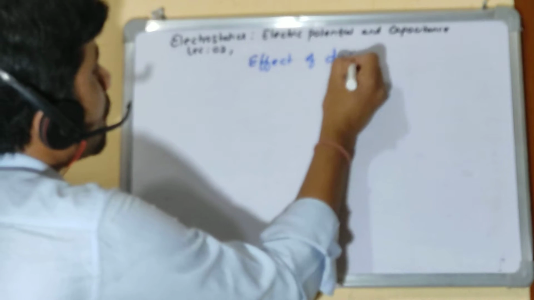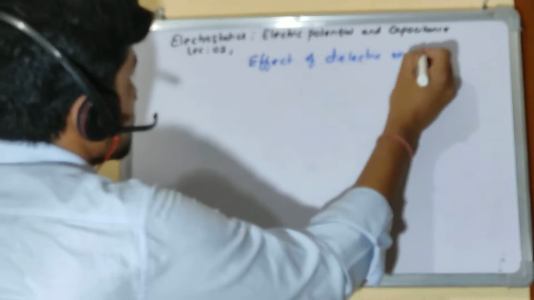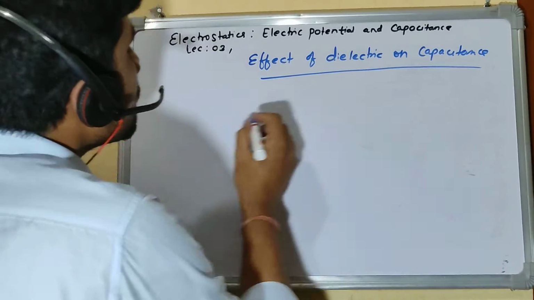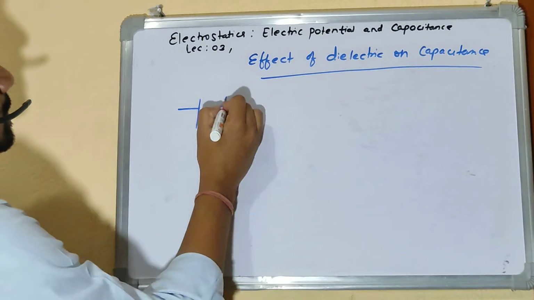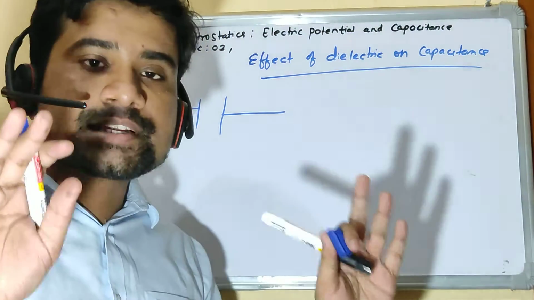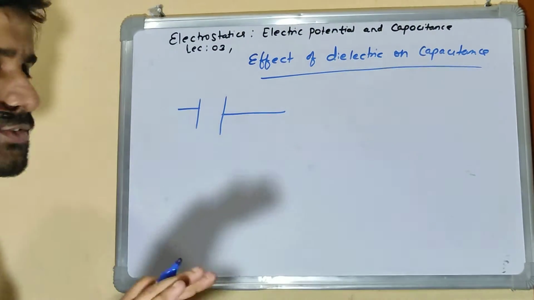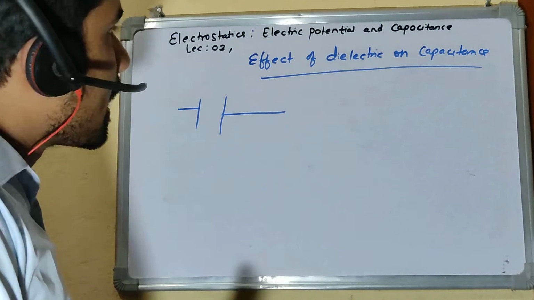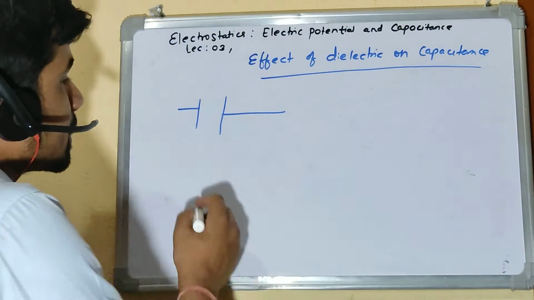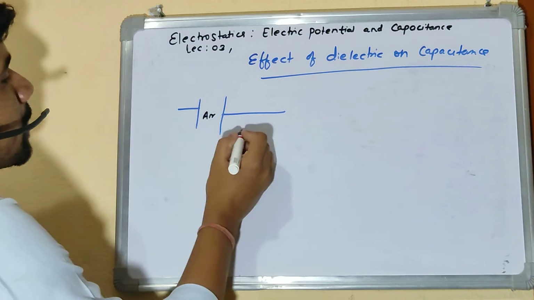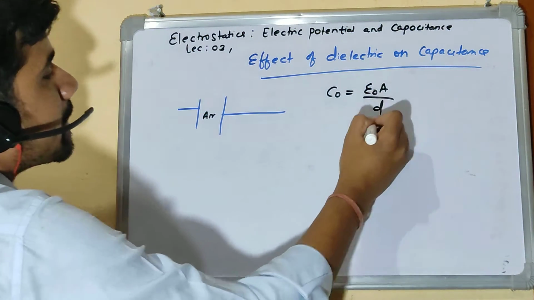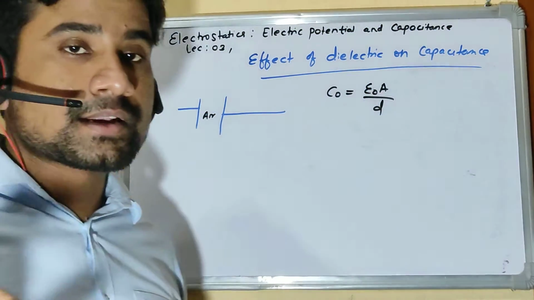effect of dielectric on capacitance. Till now, when we discussed capacitance, we considered the medium between the two plates, the dielectric, to be air. Hence we were taking epsilon naught, the permittivity of air or free space. If this medium is air, I can write C naught, the capacitance, as epsilon naught A by D.